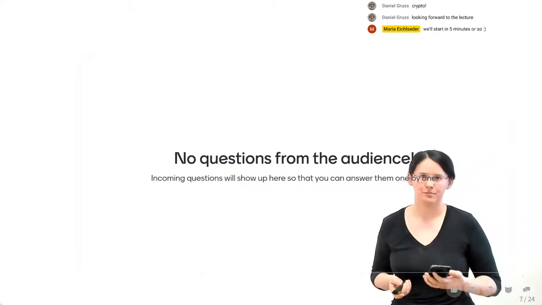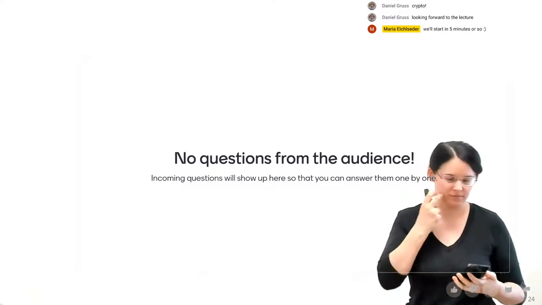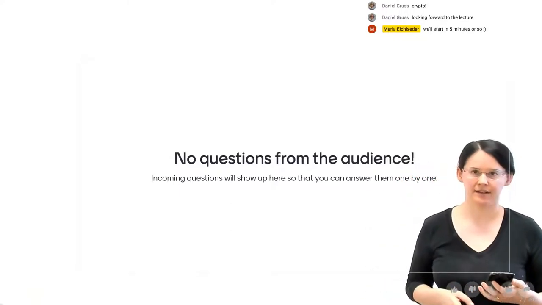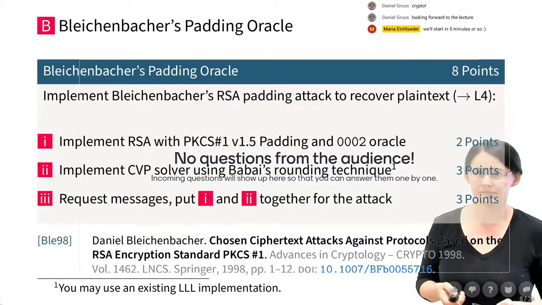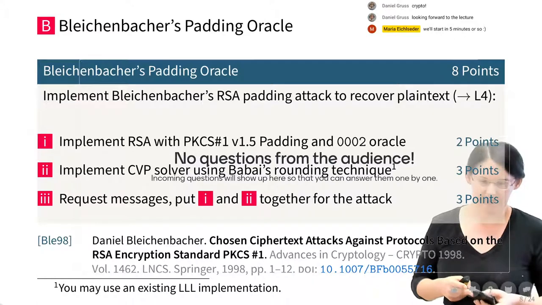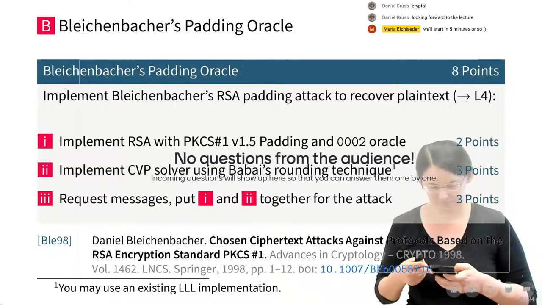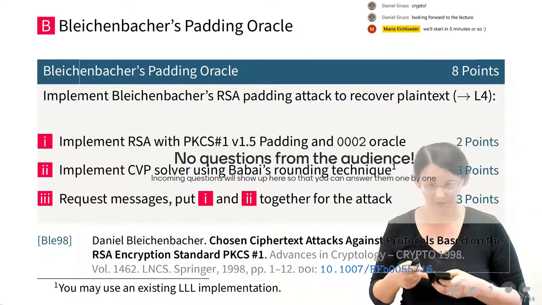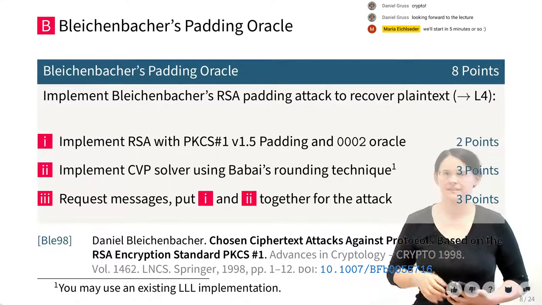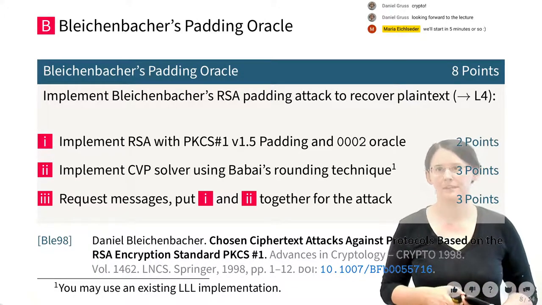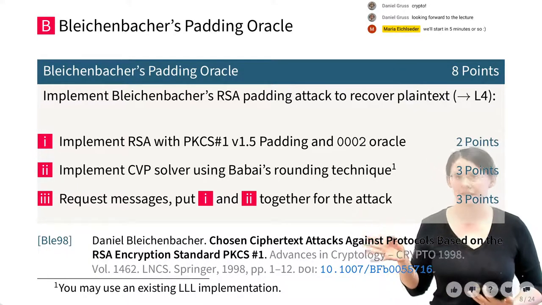While there are no questions popping up at the moment, I want to jump to the next task in the meantime. So let's have a look at the Bleichenbacher padding oracle. I need to hide the Q&A, thank you. So what's the task here? This is again an attack on RSA, but this time it's about the padding. The task here was divided into three subtasks.